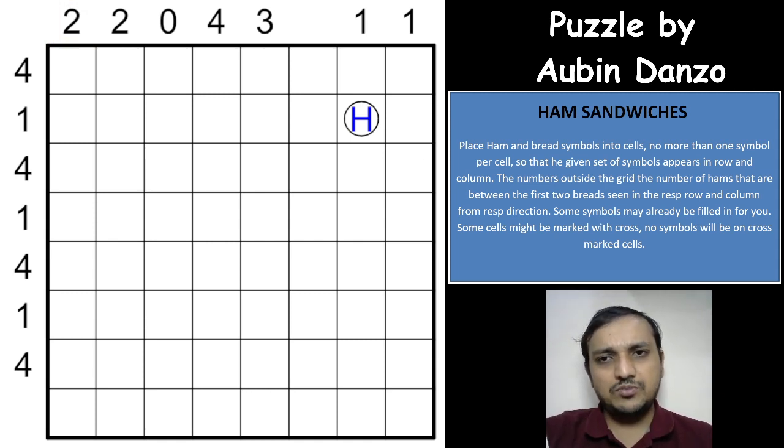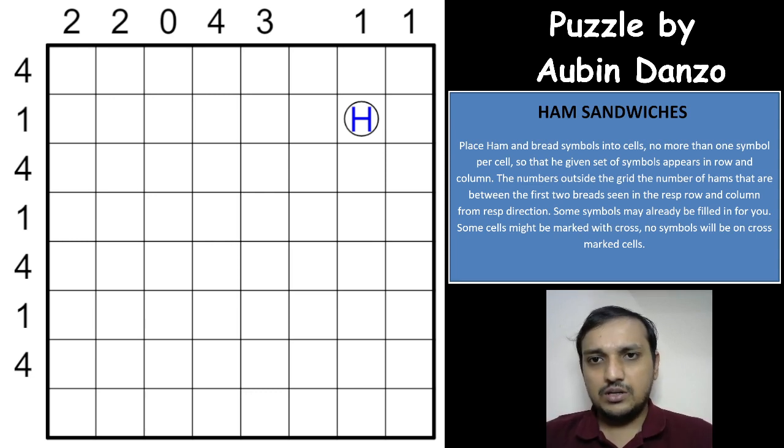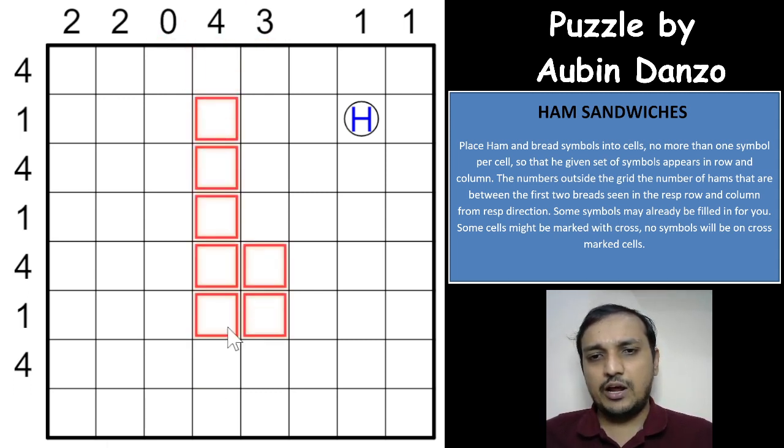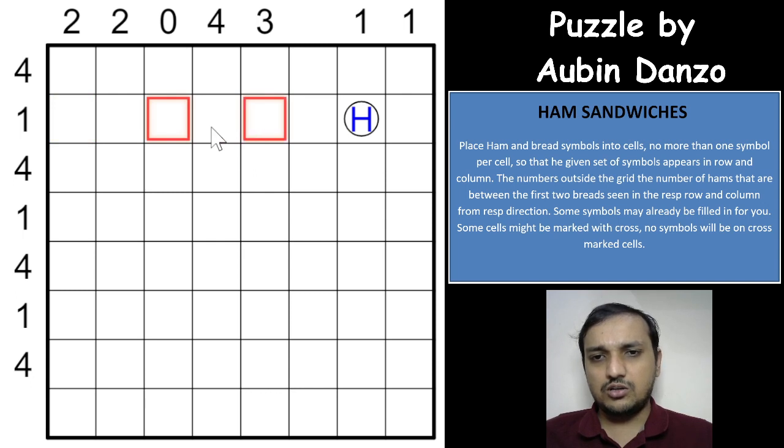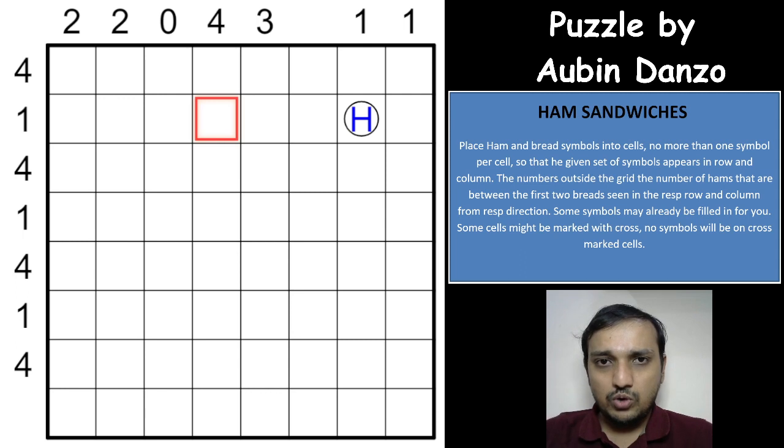So you need to place hams and breads into cells, no more than 1 symbol per cell, such that each given set of symbols, 4 hams and 2 breads, will have to appear in each row and column. The numbers outside the grid indicate the number of hams between the 2 breads in that particular row or column respectively. So for example, if you have a 4 here, between 2 breads you will have 4 hams. If you have a 3 here, between 2 breads you will have 3 hams. If you have 1, between 2 breads you will have 1 ham. That is what the numbers indicate. And there will be 2 empty cells in each row and column, so those are crossed out. No ham or bread will appear in those cells.